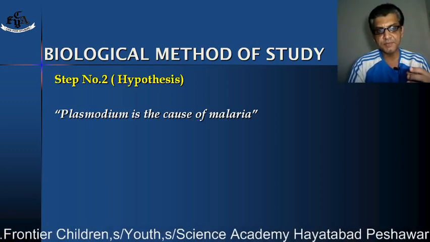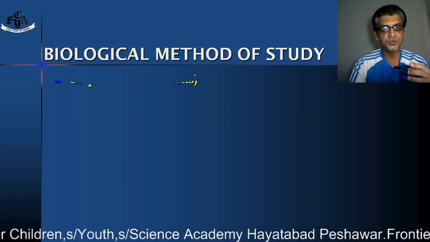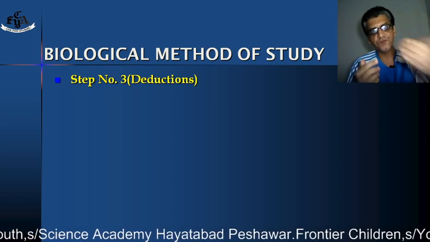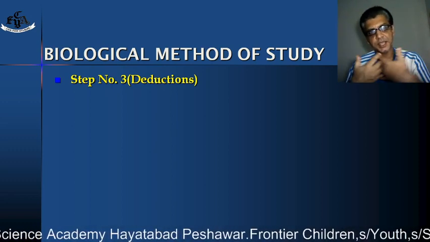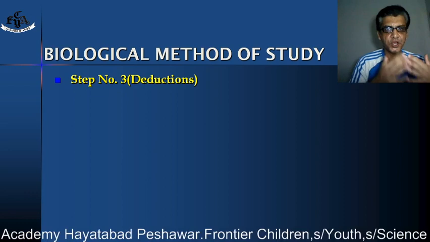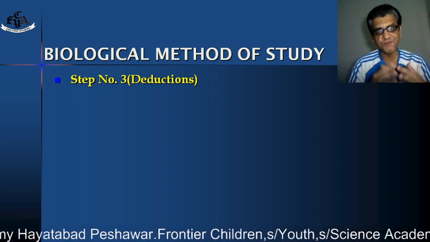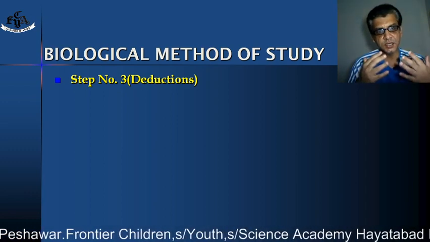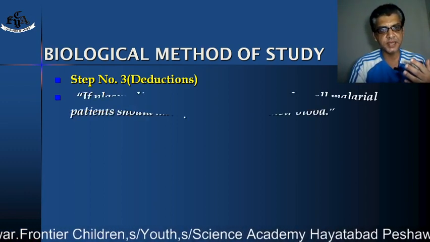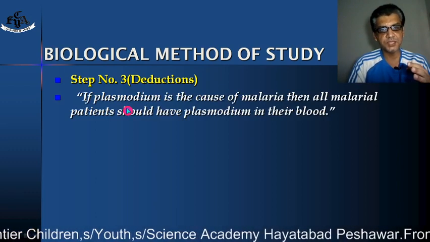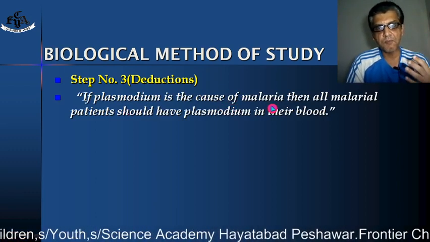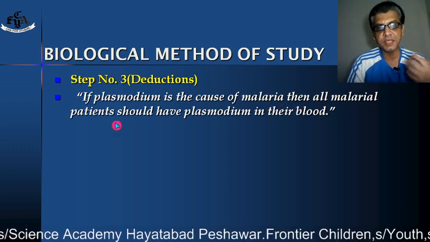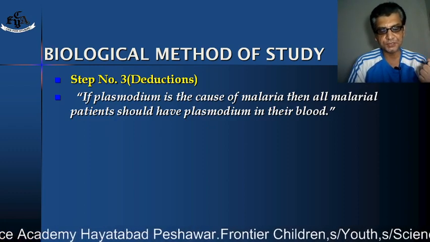The next step is deduction. You know that deductions are logical consequences drawn from the hypothesis and the observation, and they involve the use of if and then. So in this case the deduction was: if Plasmodium is the cause of malaria, then all malarial patients should have Plasmodium in their blood.